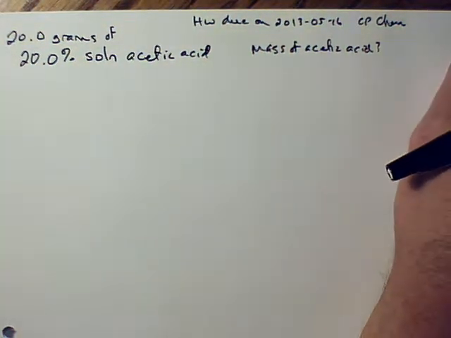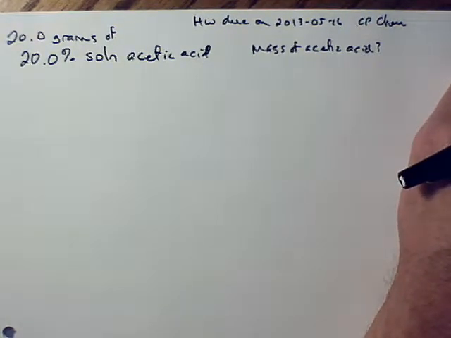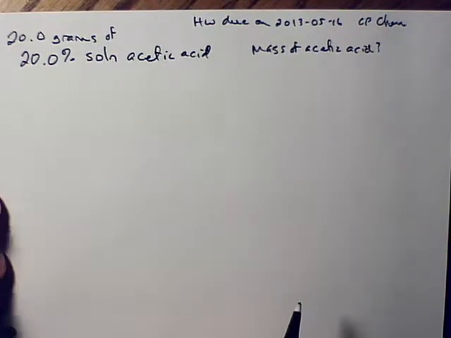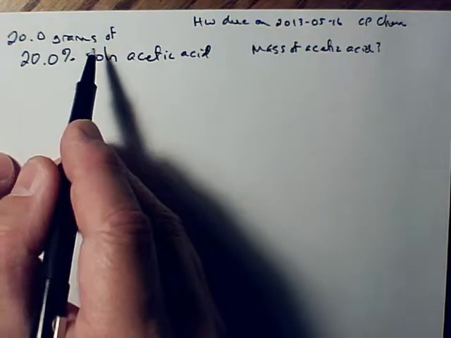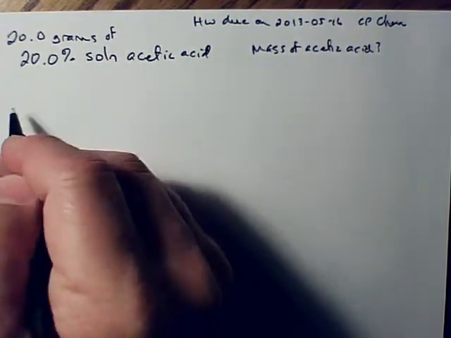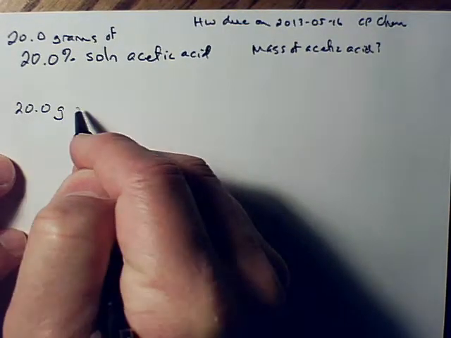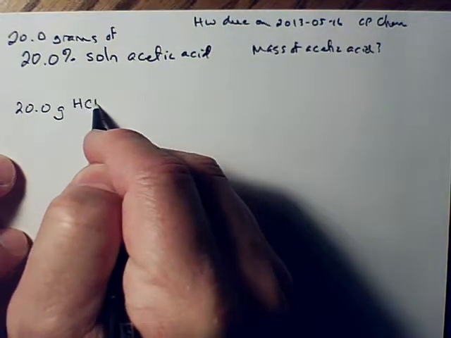So the question is, what mass of acetic acid is in a 20% solution if the solution weighs 20 grams? That was the original homework question, and we're going to solve that problem. So we have 20 grams of a solution that contains acetic acid. You would write that as 20.0 grams of acetic acid solution.